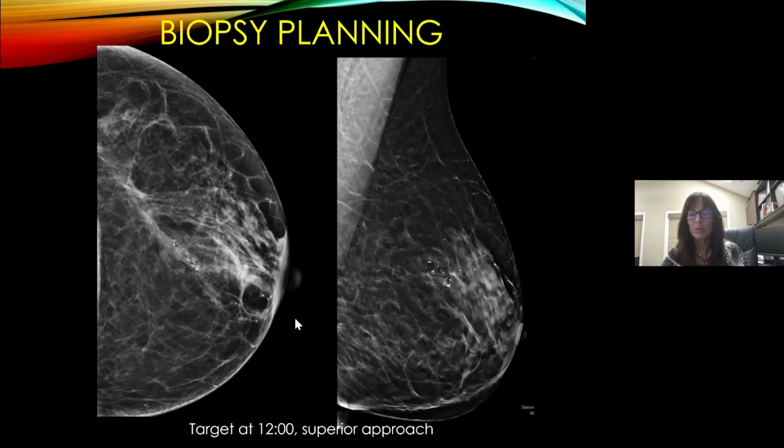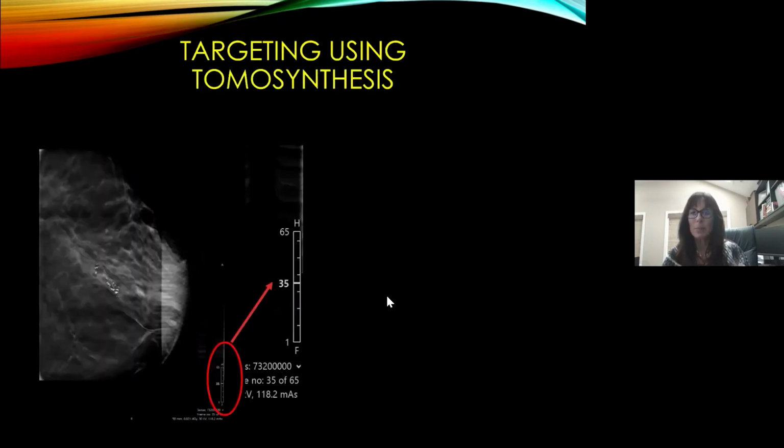The calcifications are located at 12 o'clock at a middle depth. A superior approach was chosen for targeting. So again, the patient is placed in a CC projection with the first slice being at the foot and the last slice being at the surface of the breast towards her head. And here is the slice where the calcifications come into focus. So we're able to determine our Z depth basically on our first scout series.